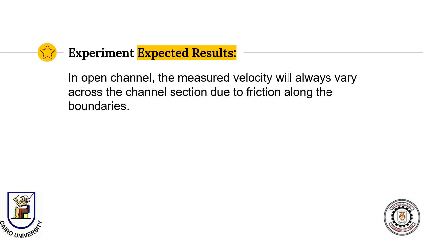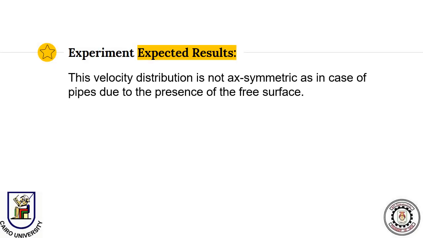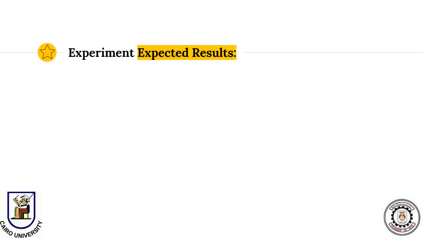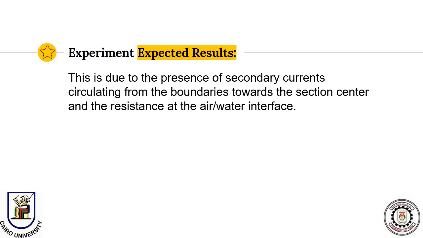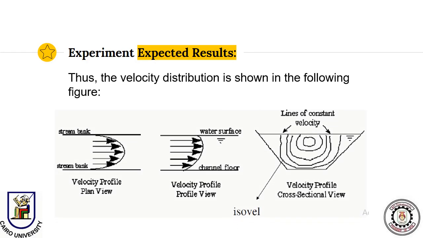Experiment expected results. In open channel, the measured velocity will always vary across the channel section due to friction along the boundaries. This velocity distribution is not axisymmetric as in the case of pipes due to the presence of the free surface. This is due to the presence of secondary currents circulating from the boundaries towards the section center and the resistance at the air/water interface. Thus, the velocity distribution is shown in the following figure.